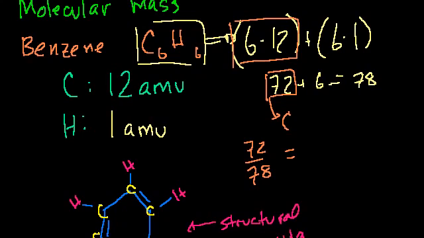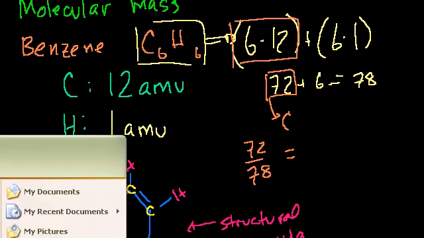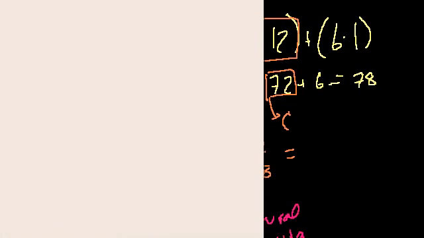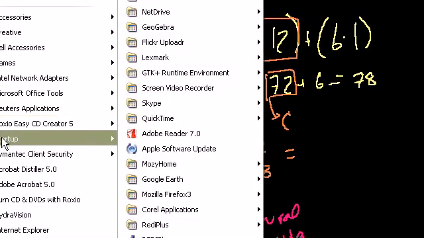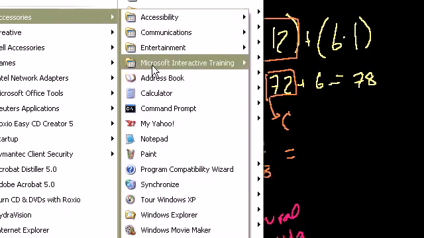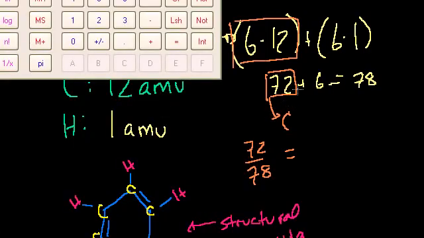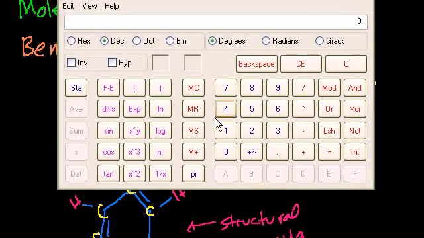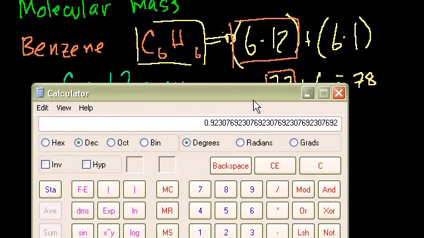And what does that equal? Let me get a calculator going. I should have had my calculator open ahead of time. There you go. All right, so 72 divided by 78 is equal to 92.3%.